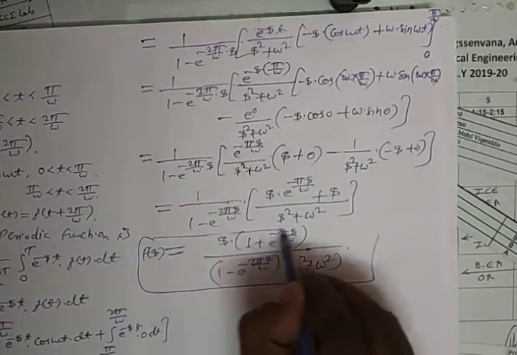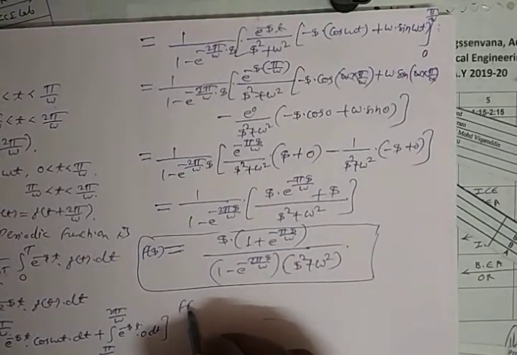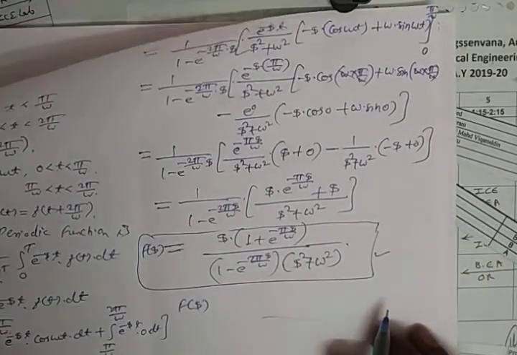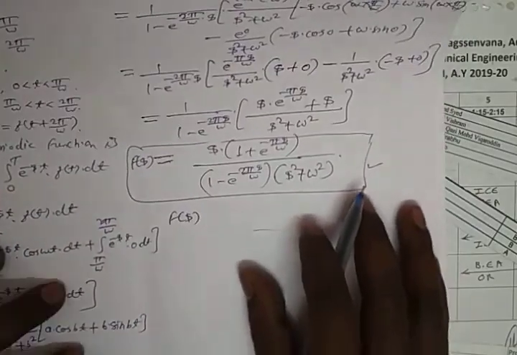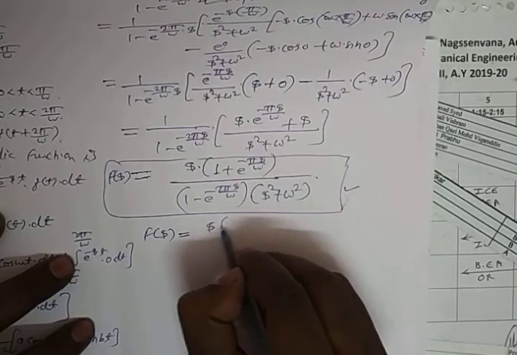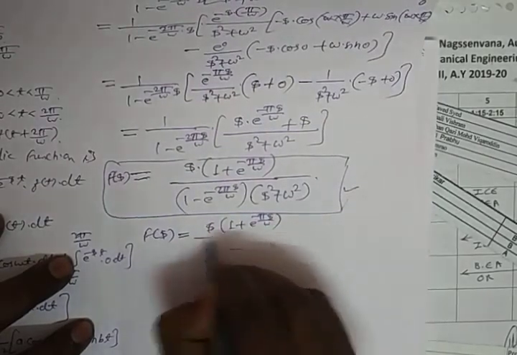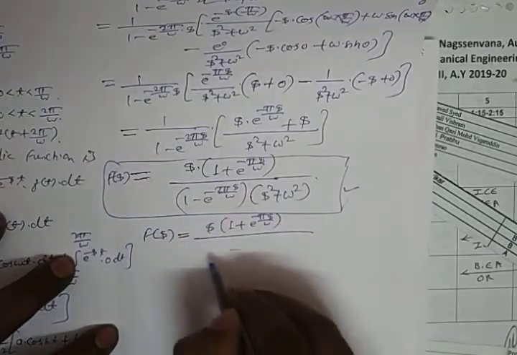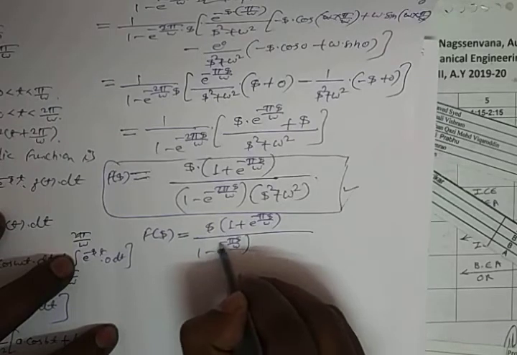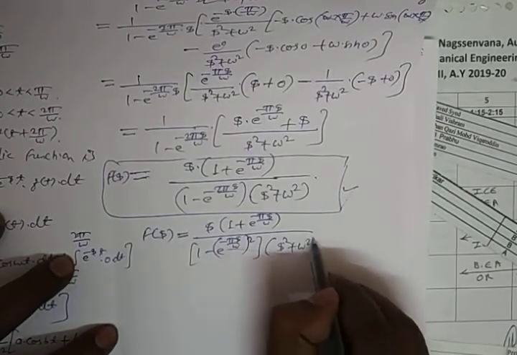Now this example can also be further simplified. How? Let us see this. Okay, this is also a correct answer, but you can further simplify this as f of s is equal to s in bracket 1 plus e raised to minus pi s upon omega, okay, divided by, this can be written as 1 minus e raised to minus pi s by omega bracket square, okay, into a square plus omega square.